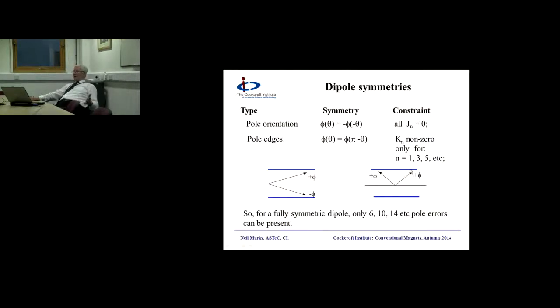And so if you put that into the trigonometry, it means that jn's are 0 and kn's, that's the one that defines the dipole field, are non-zero only for n equals 1, which is dipole, n equals 3, which is sextupole, n equals 5, which is 10-pole. So for a fully symmetrical dipole, only 6, 10, 14 poles are going to be present. So we've already killed off half the possible harmonic errors that could be introduced into our magnet.